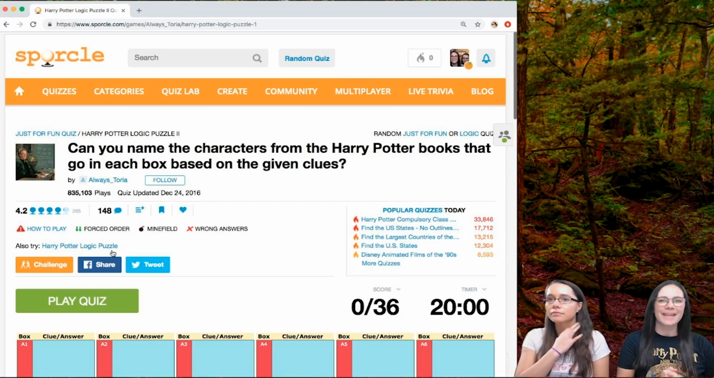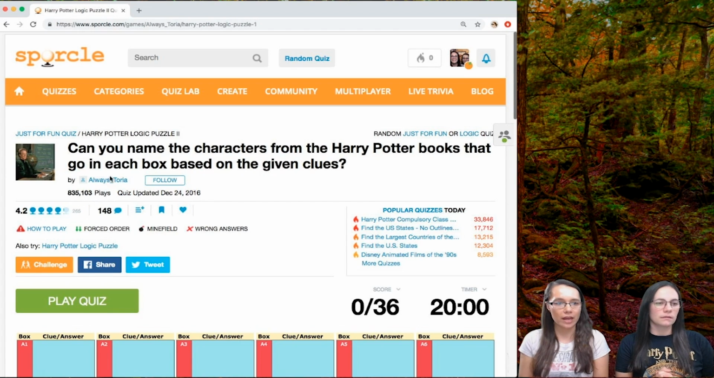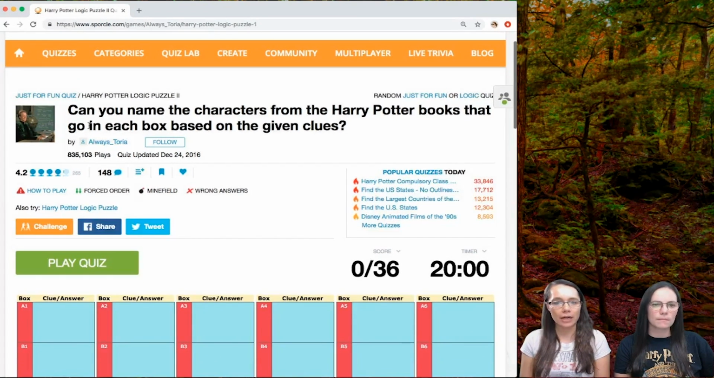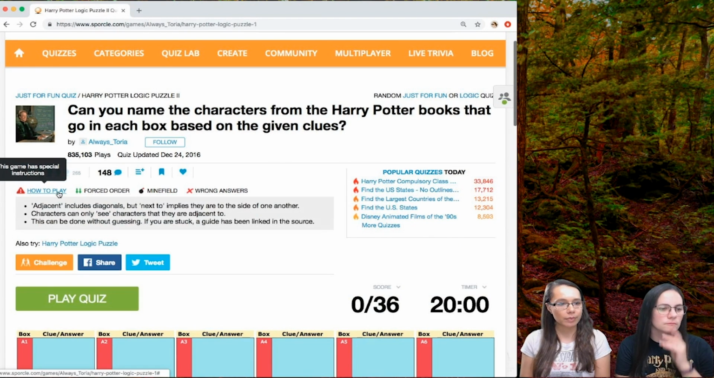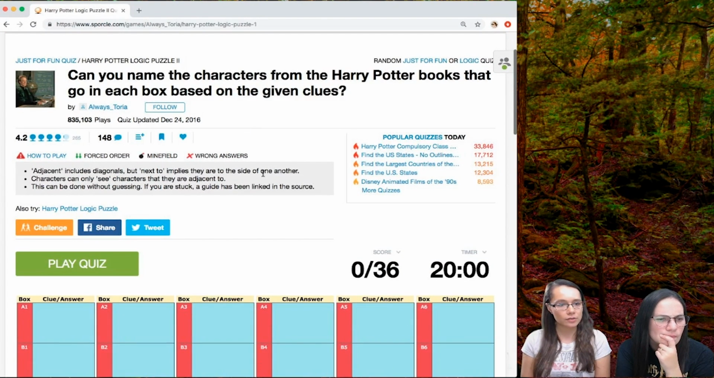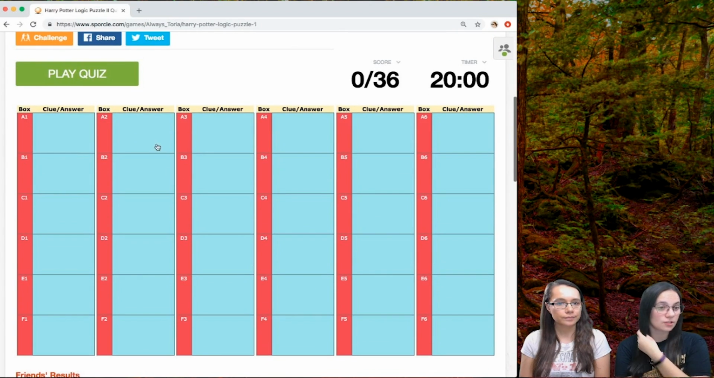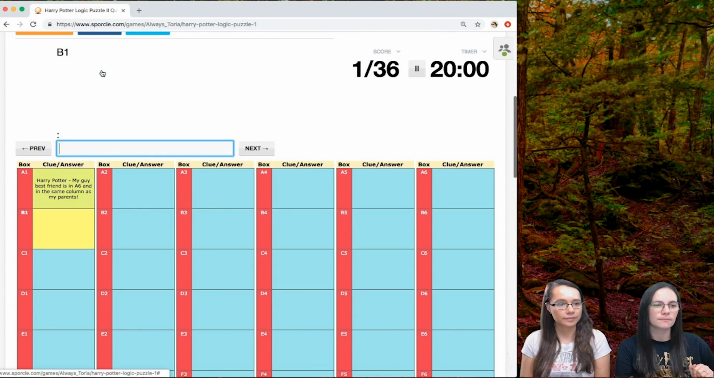Here we go. Okay, so we have Harry Potter Logic Puzzle 2. Can you name the characters from the Harry Potter books that go in each box based on the given clues? How to play: adjacent includes diagonals. Next to means they're on the side of someone. People can see characters they are adjacent to. And just characters. Love it. Let's go.